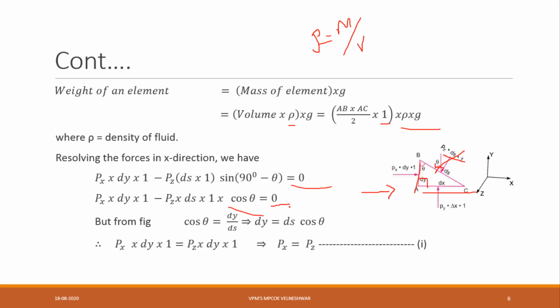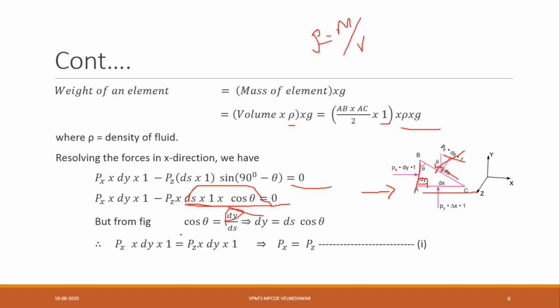Now from the figure, what is the cos theta formula? Cos theta is dy by ds, that is the adjacent side divided by, sorry, the opposite side divided by the hypotenuse. That implies dy is equal to ds cos theta. Now here ds into 1 into cos theta means ds cos theta, so instead of ds cos theta, I am taking dy.